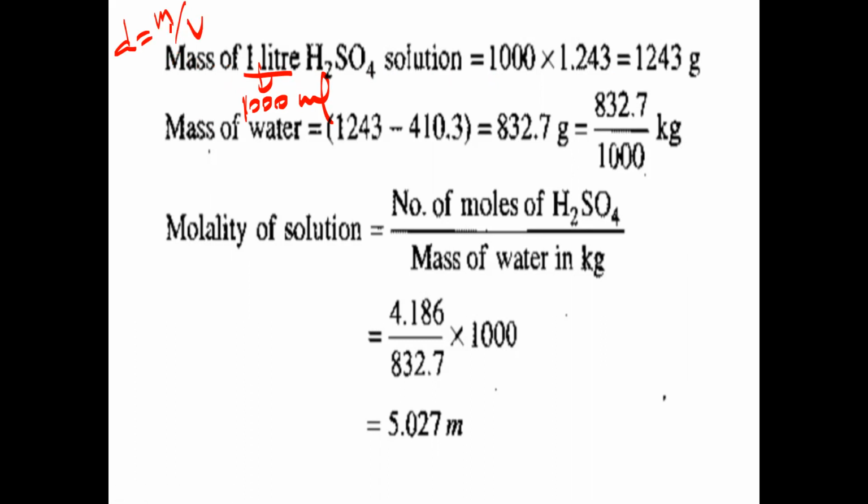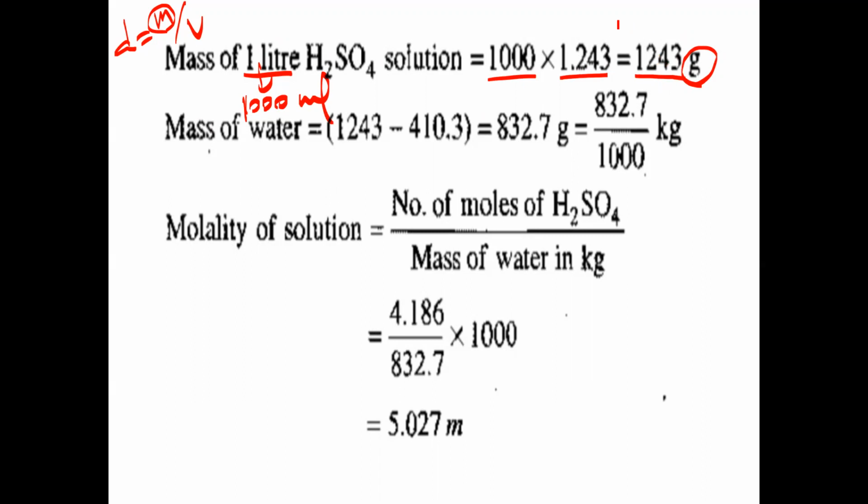Now mass is equal to density into volume. Density is 1.243 and volume is 1000 ml. That is equal to 1243 grams. And 1243 grams is the mass of the solution.